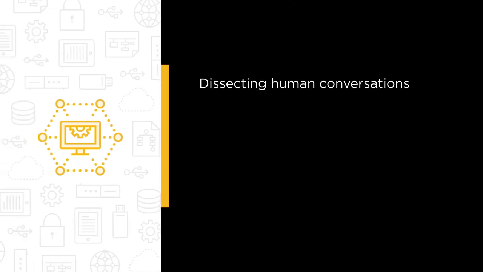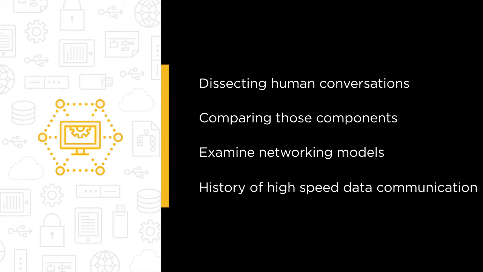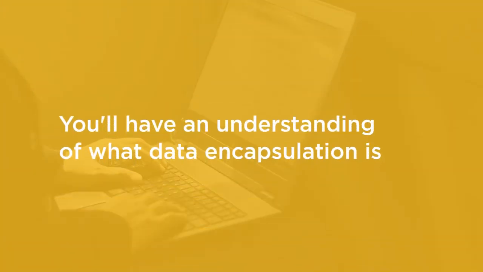Some of the major topics we'll cover in this course are dissecting human conversations into their fundamental components, comparing those components to similar components in data networking, examining networking models used to categorize these network components, and then briefly examining the history and birth of high-speed data communication. By the end of this course, you'll know the OSI model, TCP/IP model, and have an understanding of what data encapsulation is and how it relates to networking.